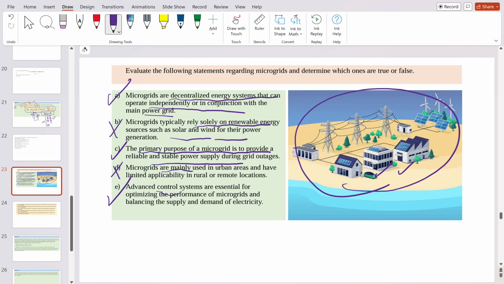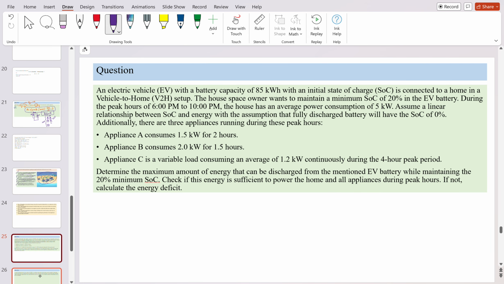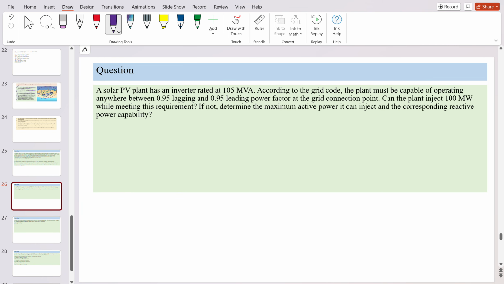Okay, let's move further. Try to solve this problem first, and then we will move to the last problem which I have given.